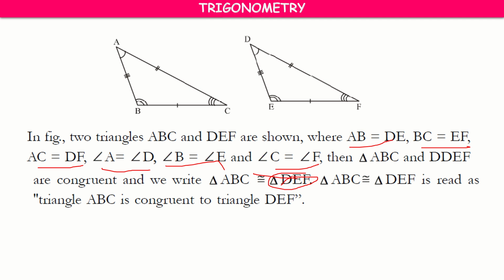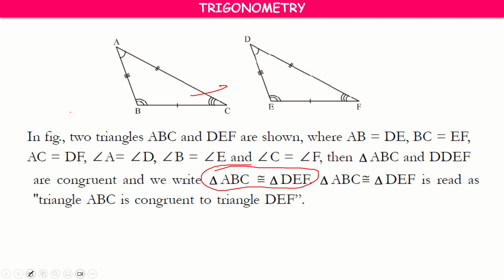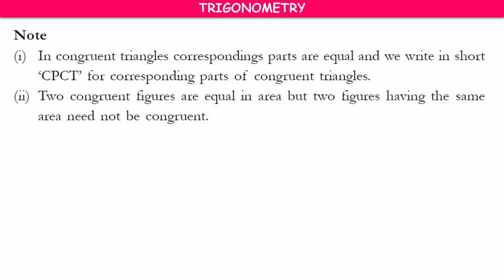It is ABC congruent to DEF. It starts from A, B, and C, and the third is C, corresponding to F. So triangle ABC is congruent to triangle DEF, and it is read as triangle ABC is congruent to triangle DEF. Next, CPCT: just before I said CPCT, it is nothing but corresponding parts of congruent triangles.